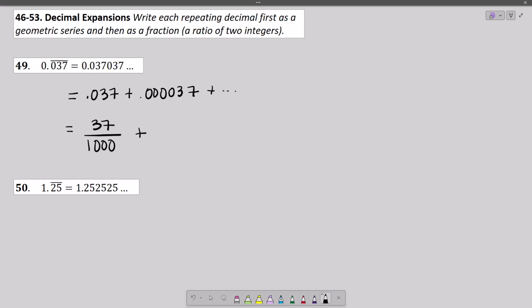Okay. This one, we're going to have 37 over, and I'm going to write this as 10 to the 3 because the numbers are going to get kind of big. What is this one going to be? 10 to the 6. Yeah. And that's going to continue on. So we've now written it as a geometric series. And let's put in that third term just to make sure we're on track. This is going to be 37 over 10 to the 9.